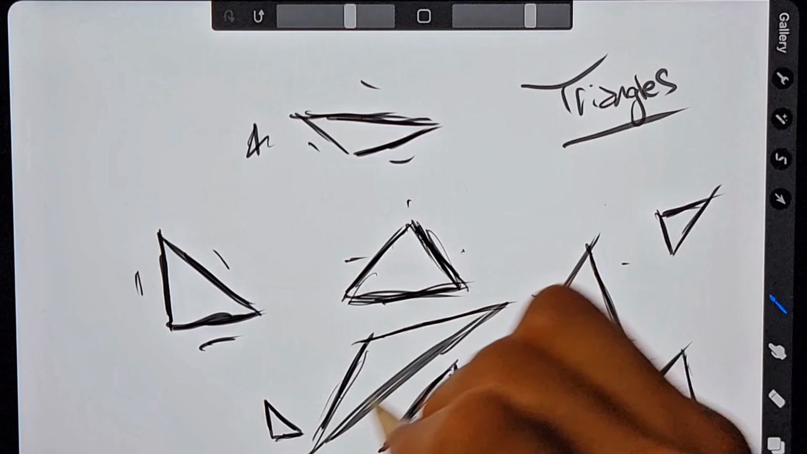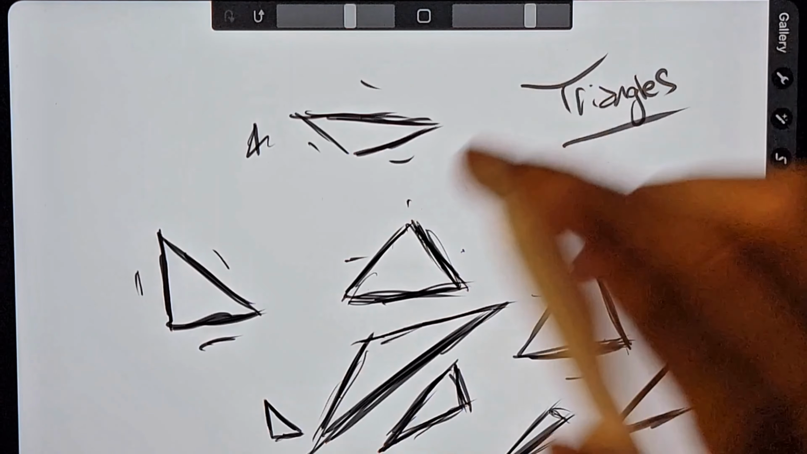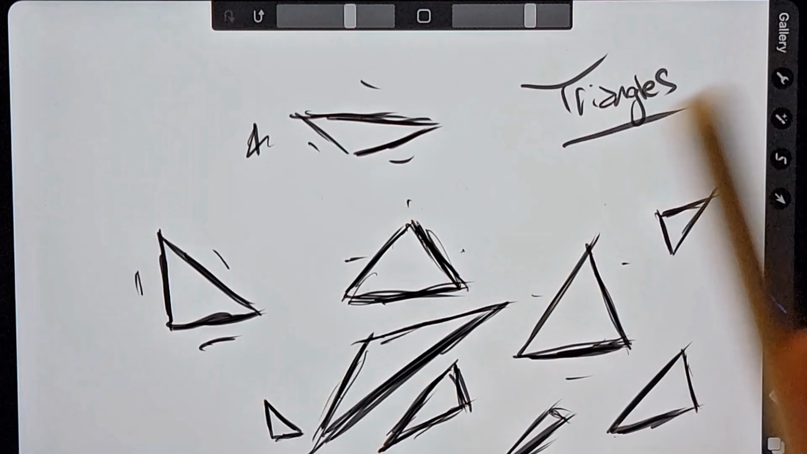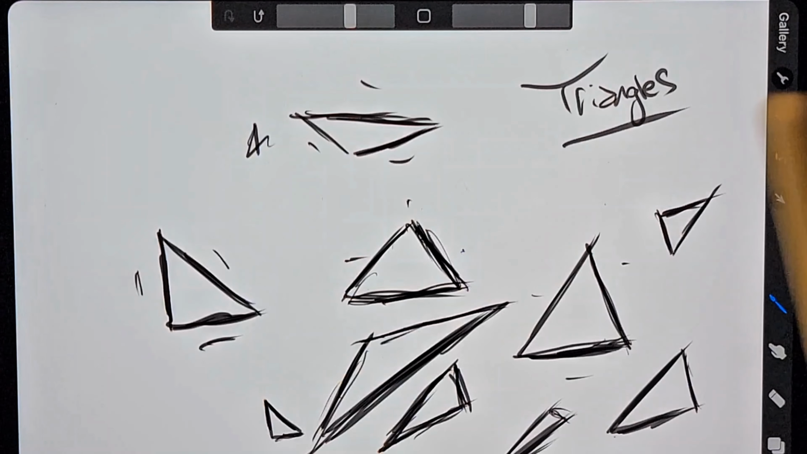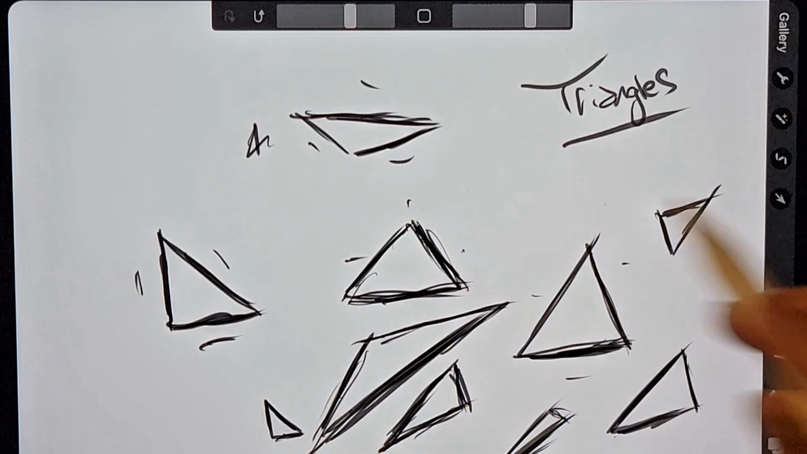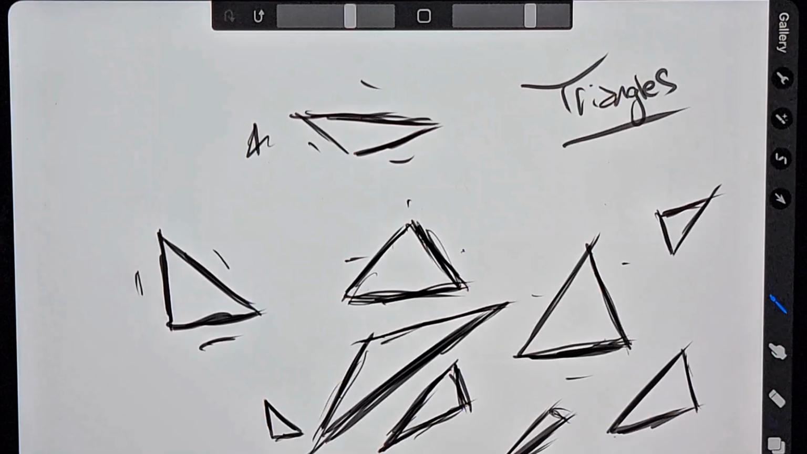So when you're looking around in your environment, like I encourage you to do, look around and see if anything can be broken down into a triangle of some sort. Is it a weird looking triangle where none of the sides are the same, or do you think some of the sides are the same, right?